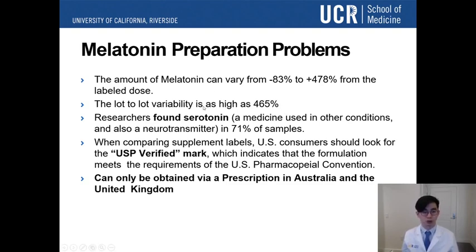So what you want to do is look on the labels of these over-the-counter melatonin preparations for the USP verified mark, which shows that it meets the requirements of this convention, that there are no other drugs or hormones in it, and that the label accurately tells what's in it. Interestingly enough, the only places where you can really get melatonin as a prescription from your provider are Australia and the United Kingdom, and not really in the US.